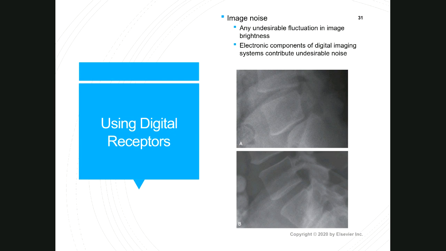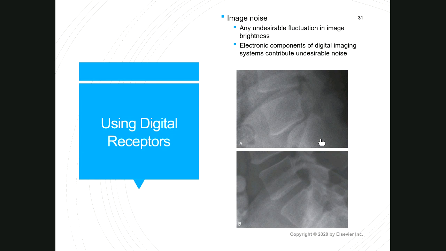And they reference too that electronic components of a digital system do contribute undesirable noise. And they show you these two L5-S1 spots on a patient, meaning where the fifth lumbar vertebra meets the first sacral segment. All right, so this first image, picture A, they're referencing that it has excessive noise because insufficient mass was used. So this represents quantum noise. Remember we said it's photon dependent, and there were not enough photons exiting the patient to make an acceptable image. So it appears grainy or mottled or speckled.